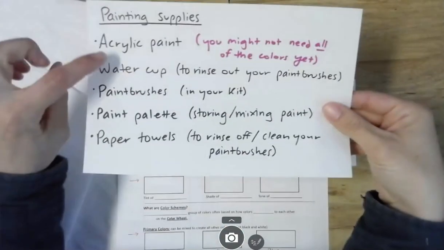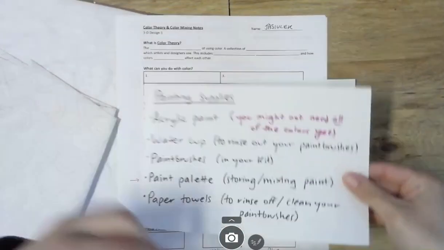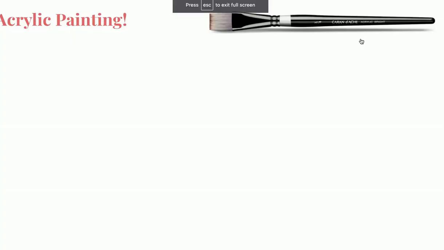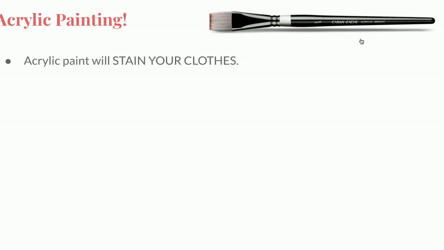We're using acrylic paint, and most of my students haven't worked with acrylic paint yet, so let me talk to you about acrylic paint and give you a couple tips. Be aware that acrylic paint will stain your clothes. I have gotten acrylic paint on my clothing in the past. It's very hard to wash out.